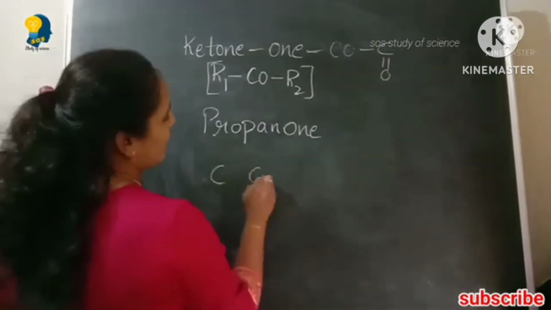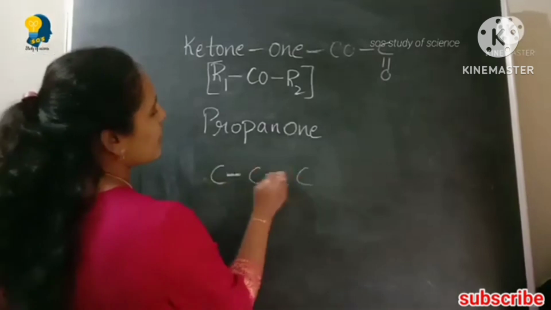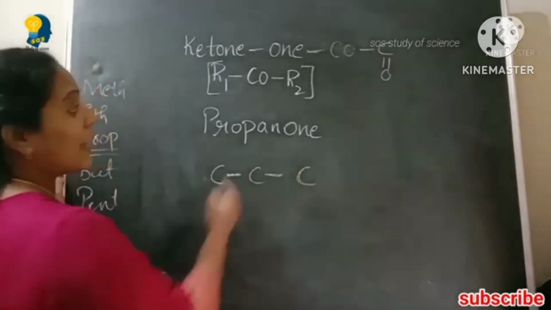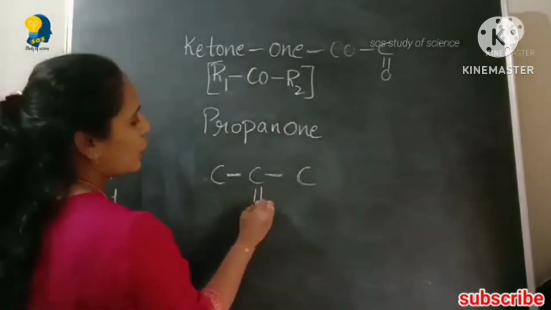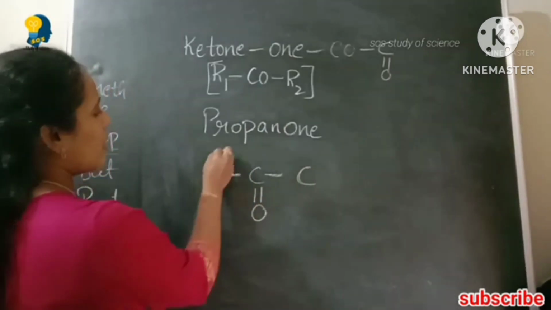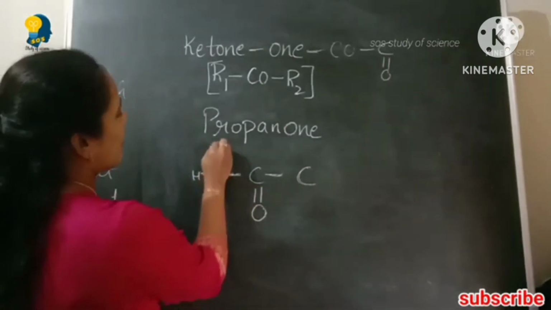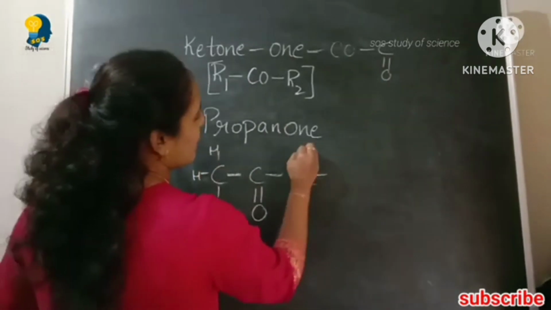Prop means 3 carbon. There will be a single bond between carbon and carbon atom. I told you the CO functional group always occurs in between. So now the rest of the carbon is surrounded by hydrogen, guys. Very, very easy.